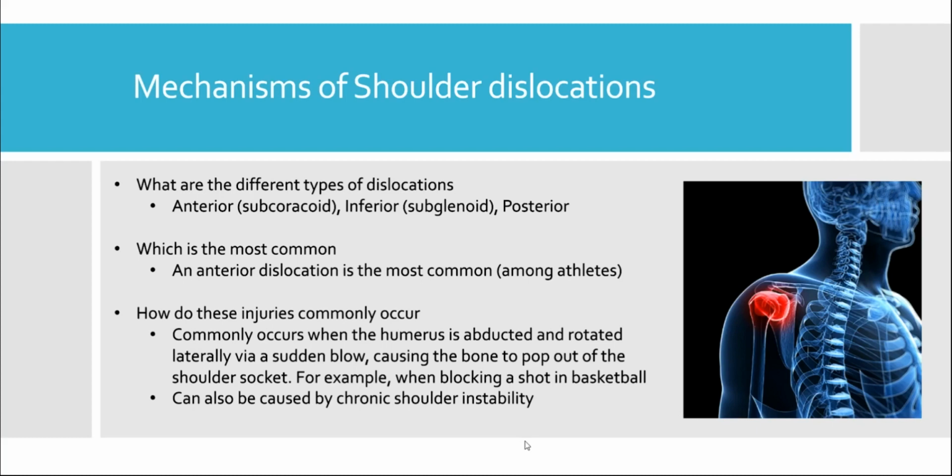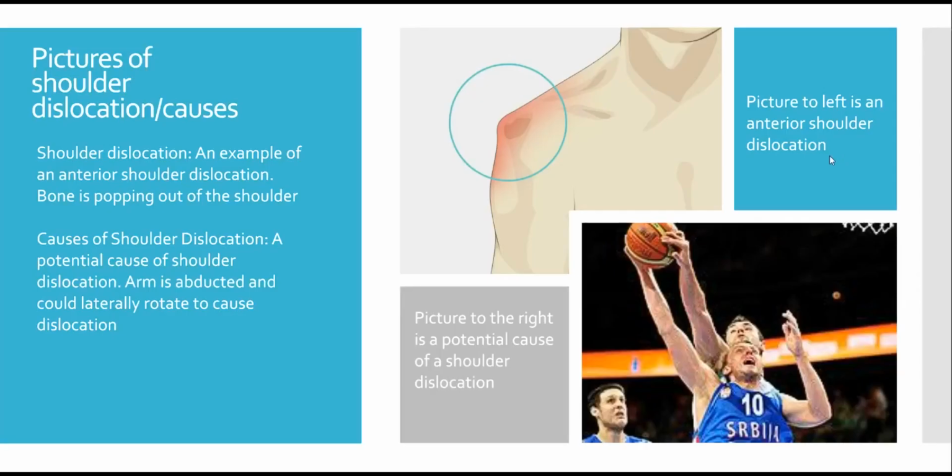For example, when blocking a shot in basketball. It can also be caused by chronic shoulder instability, which is caused by someone dislocating their shoulder many times. These are some pictures of what I was just talking about. The first picture being a shoulder dislocation, and the second picture showing what might cause a shoulder dislocation.